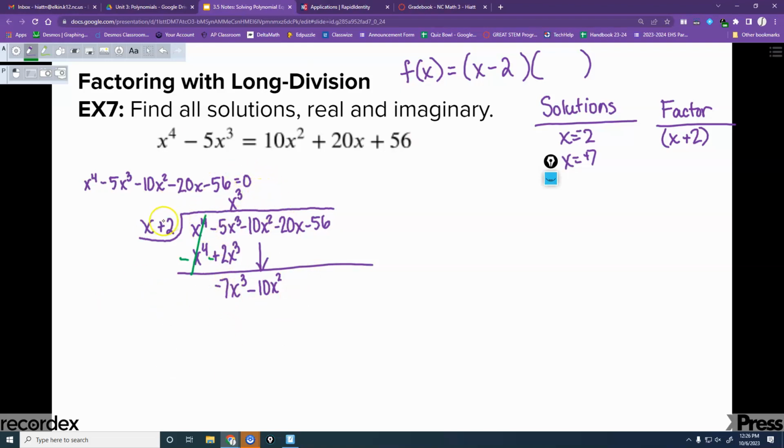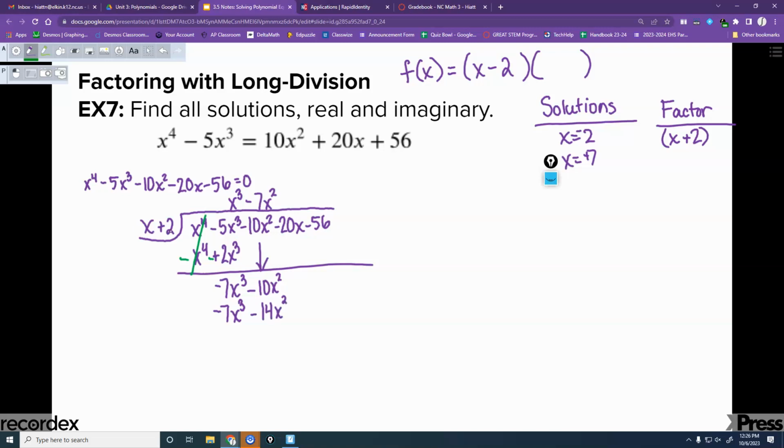So we're asking what times x would give us negative 7x squared, or x cubed. The answer is negative 7x squared. All right, we multiply negative 7x squared times our x plus 2 right here. Negative 7x squared times x gives us negative 7x to the 3rd. Negative 7x squared times 2 gives us negative 14x squared.